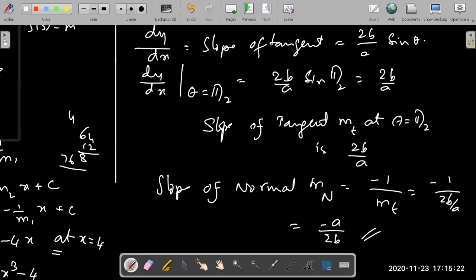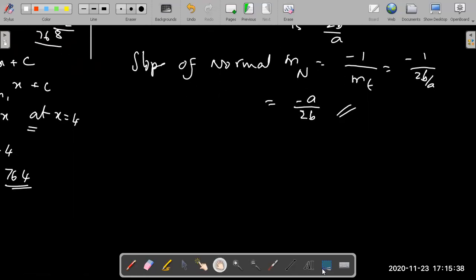Seventh question: we need to find the points at which the tangent to a particular curve is parallel to the x-axis. This is the condition, and we need to find the coordinates of the point. That's what this particular question is. So let's get the separation.